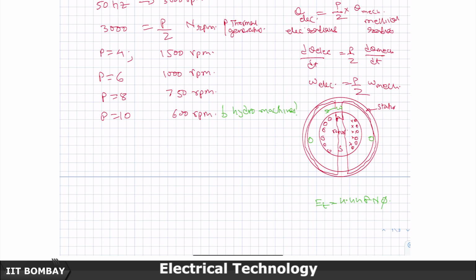Nuclear will also run; basically the coal firing is replaced by a nuclear fission reaction, which is controlled, of course. That generates heat, and then you create steam, and after that the principle is more or less the same. So thermal or nuclear generators will be this.